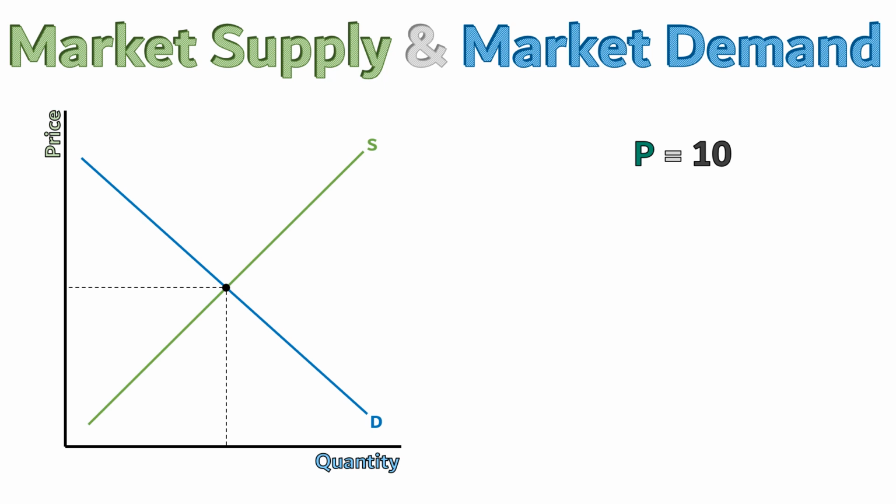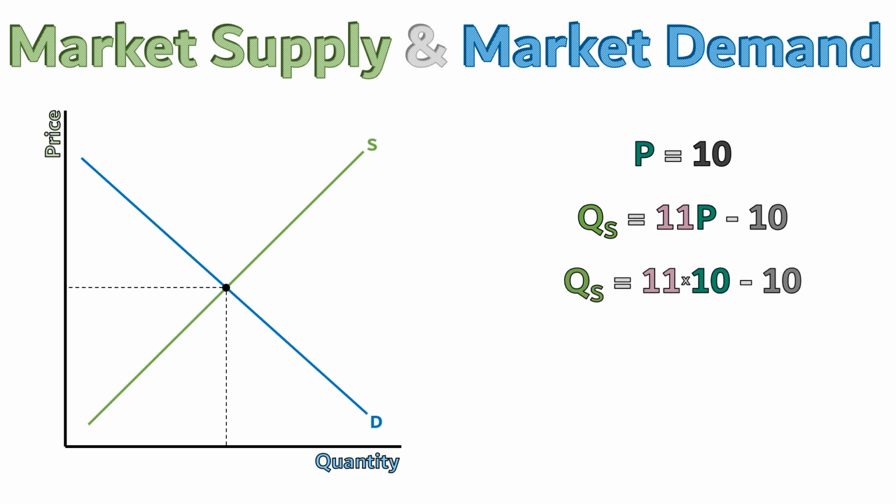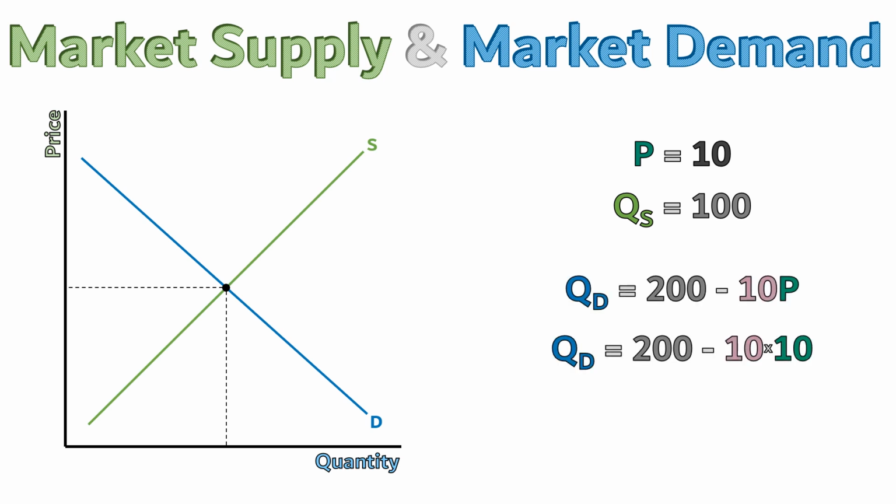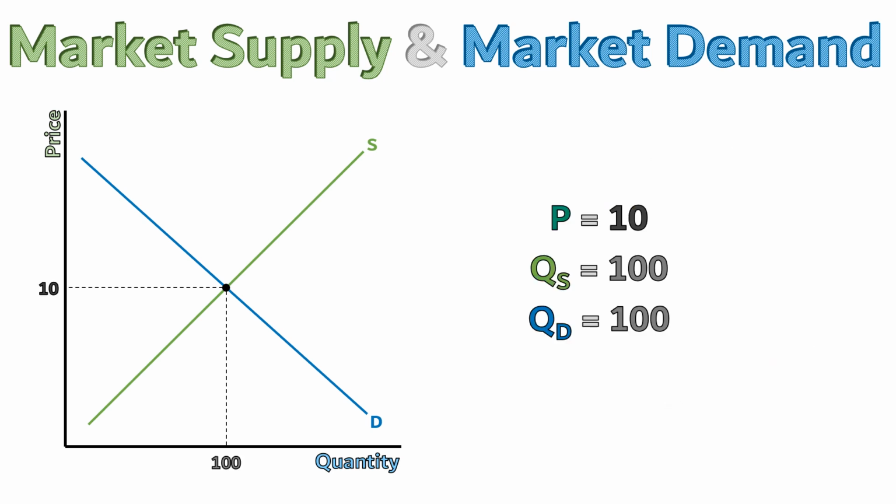Using the equilibrium price, we can find the quantity supplied at equilibrium. I just need to plug 10 in for P in the equation for supply. Doing that math tells me that quantity supplied at equilibrium is 100 units. Now I know that the quantity demanded must also be 100 units, but let's make sure. If we plug 10 in for P in the equation for quantity demanded, we get that QD equals 100. Just like we expected. Congrats!